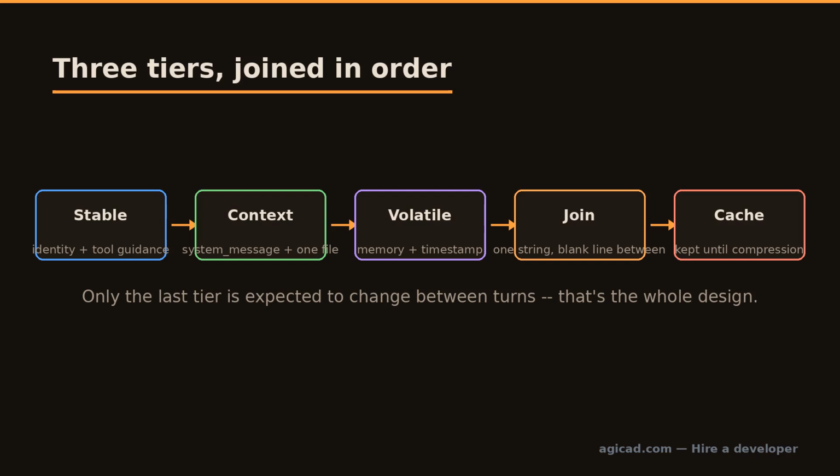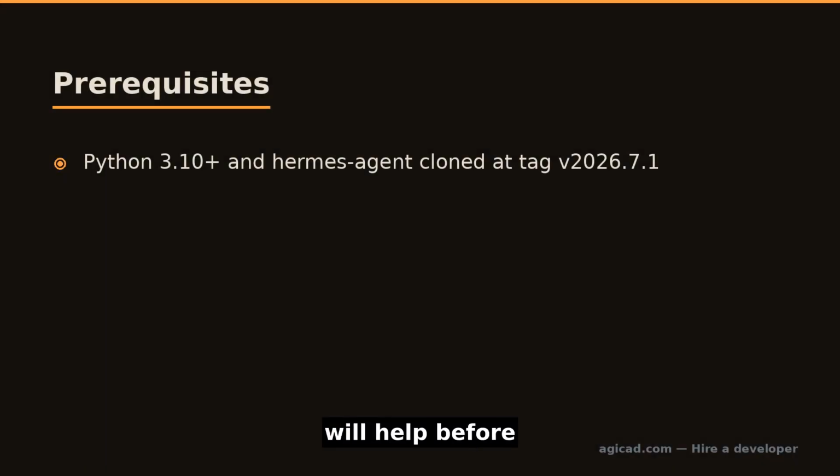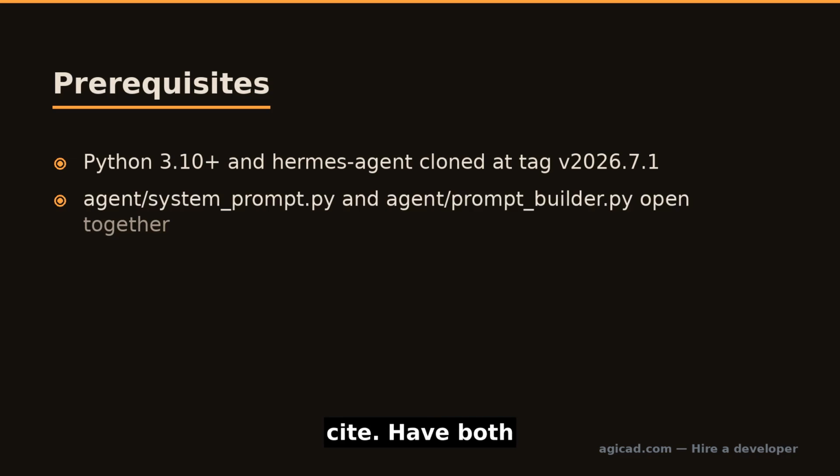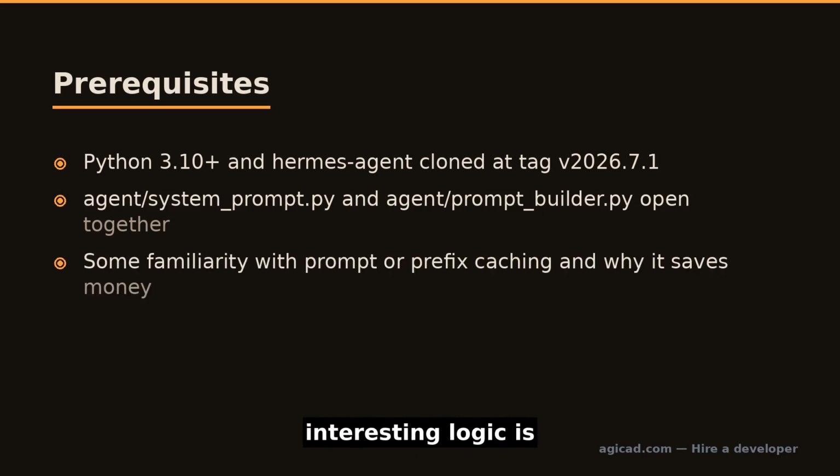A few things will help before we dig in. Python 3.10 or newer, and your own clone of Hermes Agent, checked out at tag v2026-7 to match every line number we cite. Have both agent/system_prompt.py and agent/prompt_builder.py open side by side, because the interesting logic is split across the 2 of them.